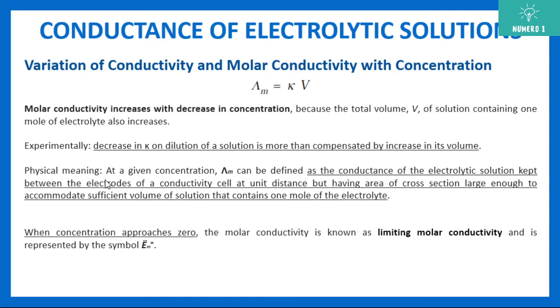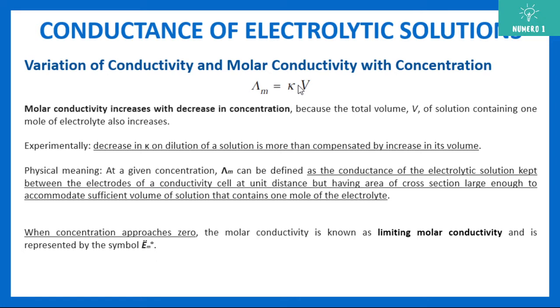Now if you look at the physical meaning, at a given concentration lambda m can be defined as the conductance of electrolytic solution kept between electrodes of a conductivity cell at unit distance but having area of cross section large enough to accommodate sufficient volume of solution that contains 1 mole of electrolyte. So please note here there is 1 mole of electrolyte and the distance is 1 unit. That's why the A by L part became V.